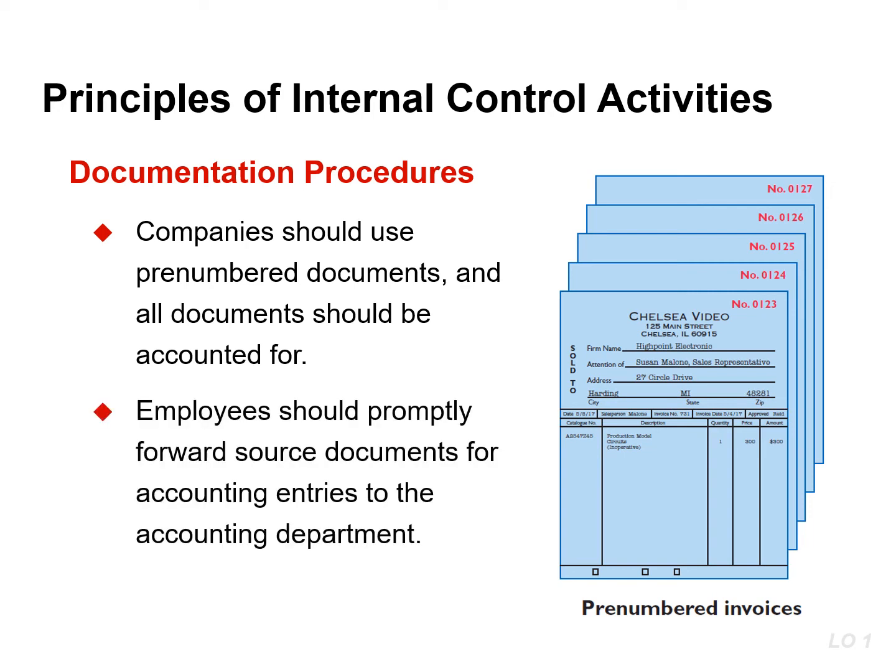The control system should require that employees promptly forward source documents for accounting entries to the accounting department. This control measure helps to ensure timely recording of the transactions and contributes directly to the accuracy and reliability of the accounting records.